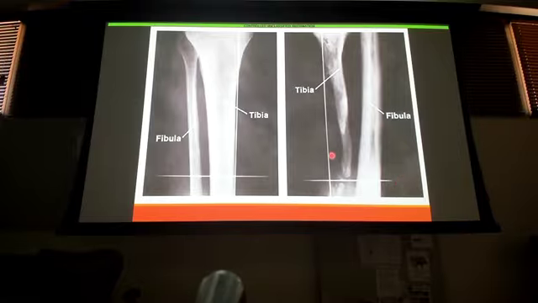Have you guys heard the phrase malunion and non-union yet? Malunion means it's joined together, but not joined really well. Non-union is still kind of floating against each other. A lot of times in these chronic osteomyelitic pictures, you'll get either a non-union or a malunion of bones, where they are trying to get together or they just simply can't, and they're kind of floating on each other.